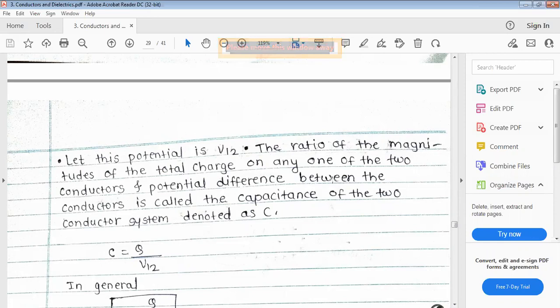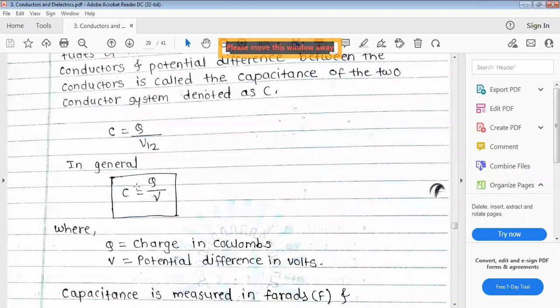This is the standard equation. You may have also studied in basic electrical engineering that Q is equal to CV is the general equation. So C is equal to Q divided by V. Here the potential difference between the two conducting materials is V12. Therefore, C is equal to Q upon V12, or in general we can say that C is equal to Q upon V, where Q is the charge in coulombs and V is the potential difference in volts, right?